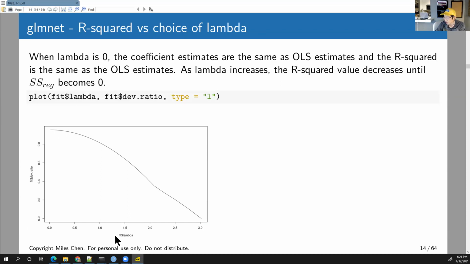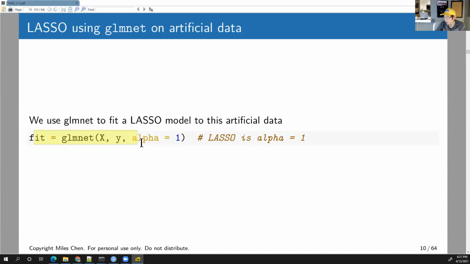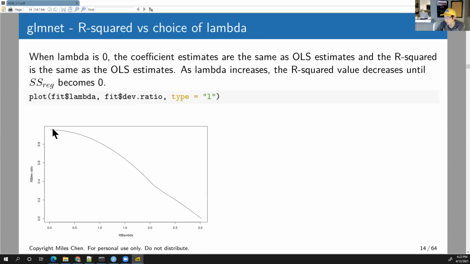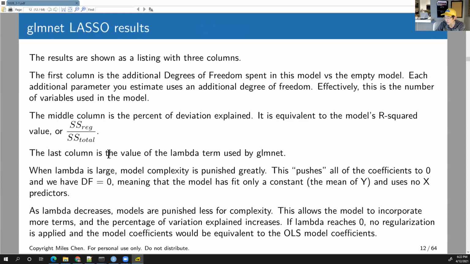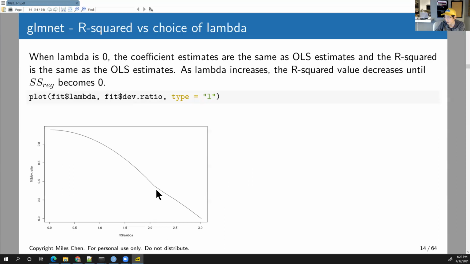Then as we increase lambda inside glmnet, as this gets bigger, the amount that we can explain gets smaller and smaller. This is where there's a drop off. At this point, this is a linear drop off because we've gotten down to one coefficient at like 2 point something. So at 2 point something, we basically get down to one coefficient, and that's the only thing, and it gets shrunk down at a linear rate.